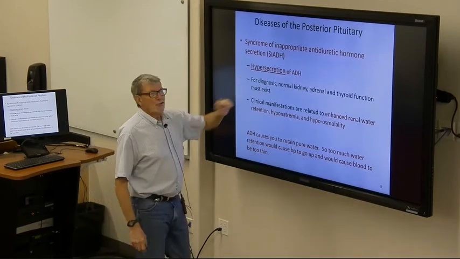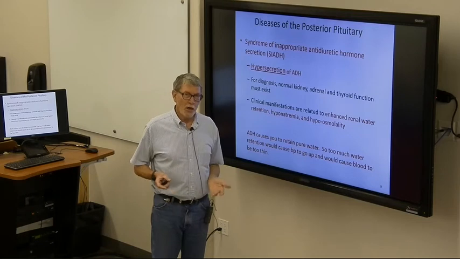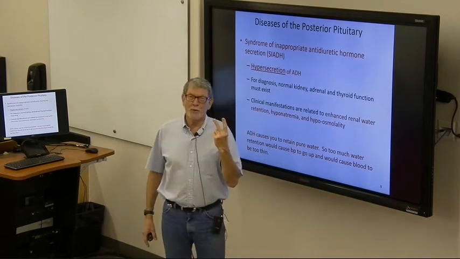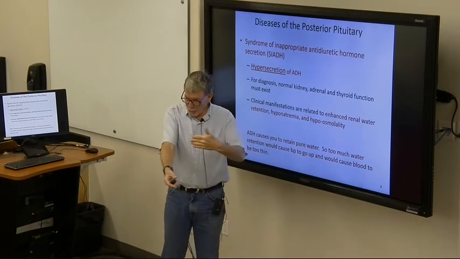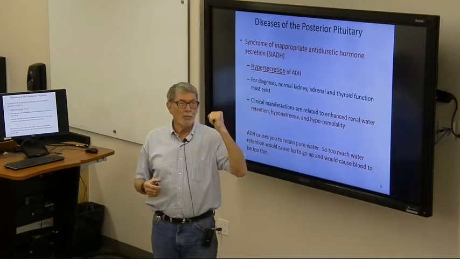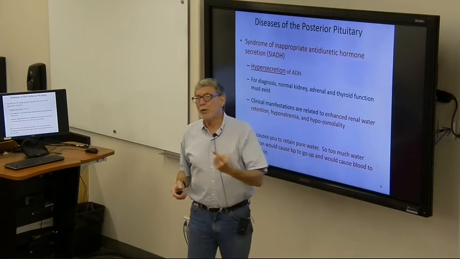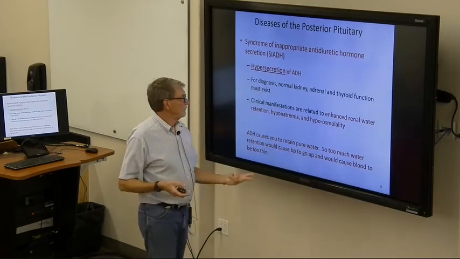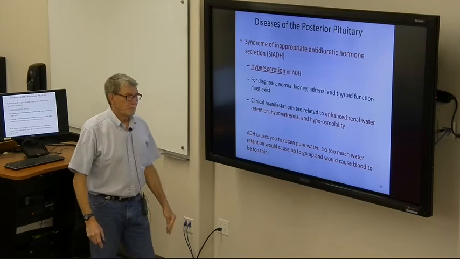So if you're making too much ADH, you're retaining too much water. Pure water. Does two things. Makes your blood volume go up and your blood pressure go up. The other problem is it thins out your blood too much. You're just pumping pure water into your blood, and so you become hyposodium, hyponatremia, hypocalcium, hypopotassium, hyperosmolarity.